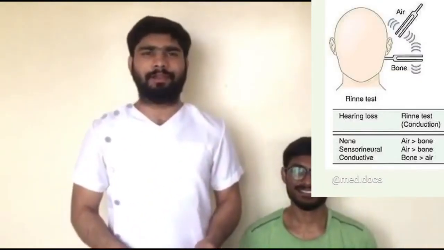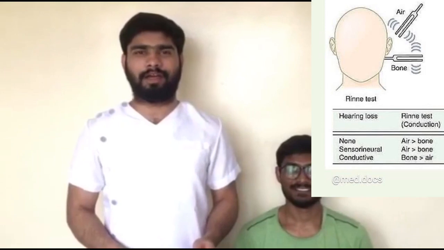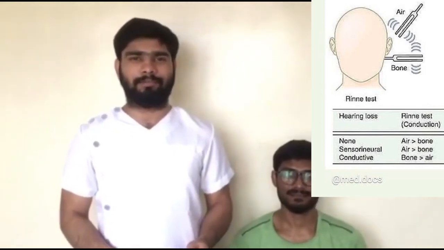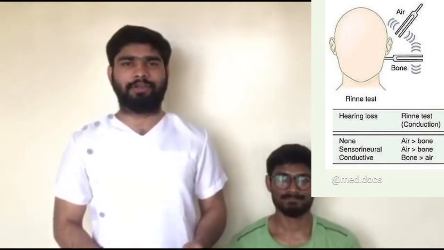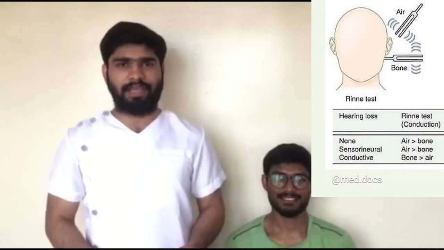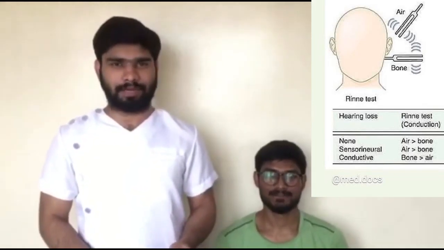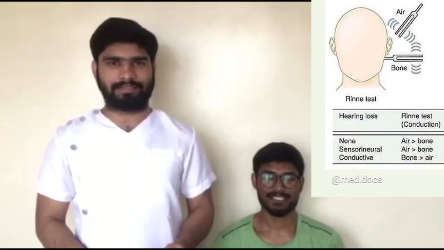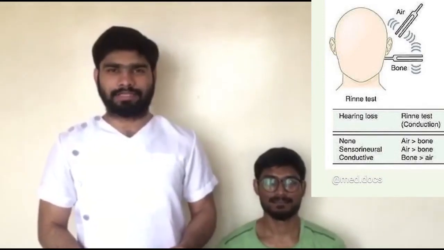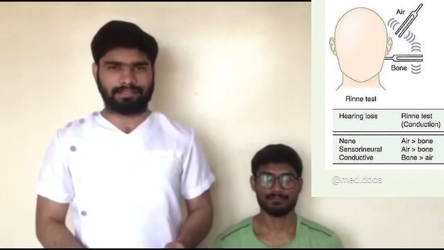Air. For the air conduction, we will place the tuning fork in front of the auricle. To evaluate for the bone conduction, we will place the tuning fork on the mastoid process. In a normal patient, the air conduction is always more than bone conduction. For a patient who has hearing loss, bone conduction is more than air conduction.